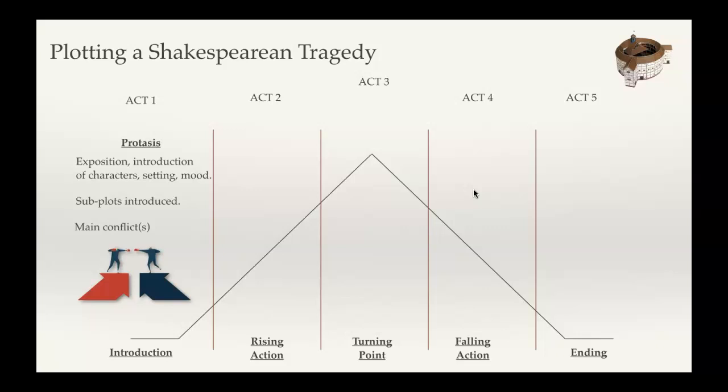But all the main characters are introduced. So you get Lear, and you get Cordelia, the youngest daughter. You get Regan, the middle daughter, and you get Goneril, the oldest daughter.